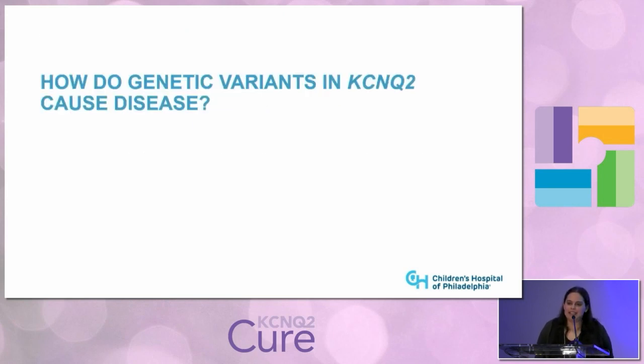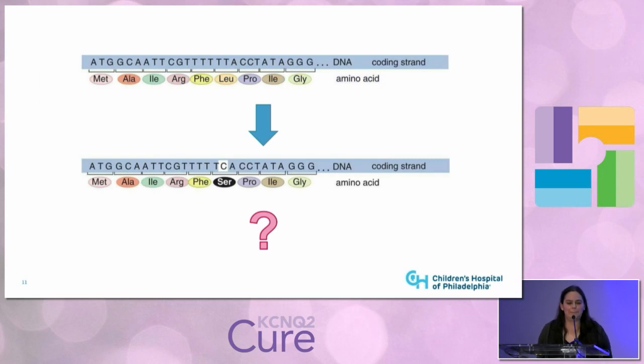So moving on to the next segment, which is how do these different genetic variants cause disease? Which is a very big question, but we're gonna attempt a simple answer. So we have our genetic code that our body is using in order to generate the string of amino acids that correspond with the KCNQ2 protein. And so we've identified that there's a change in the code and correspondingly a change in the protein, but what is this actually doing?